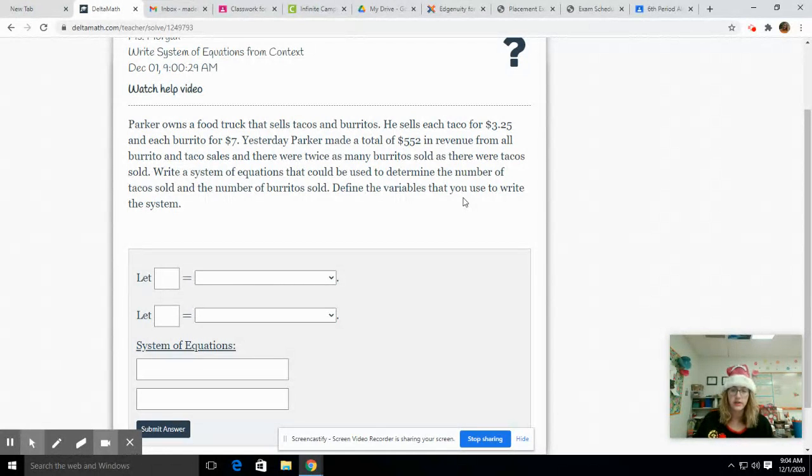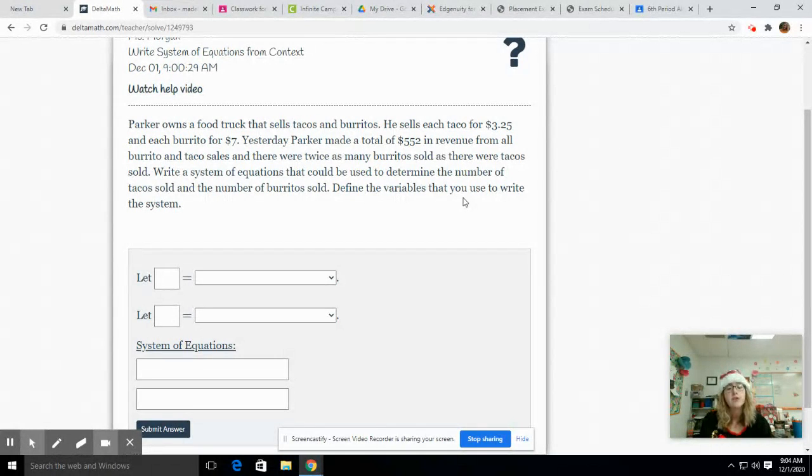So make sure that you're listening to what I am saying. Please and thank you. This says, Parker owns a food truck that sells tacos and burritos. He sells each taco for $3.25 and each burrito for $7. Yesterday, Parker made a total of $552 in revenue from all the burrito and taco sales, and there were twice as many burritos sold as there were tacos sold. Write a system of equations that could be used to determine the number of tacos sold and the number of burritos sold. Define the variables that you use to write the system.